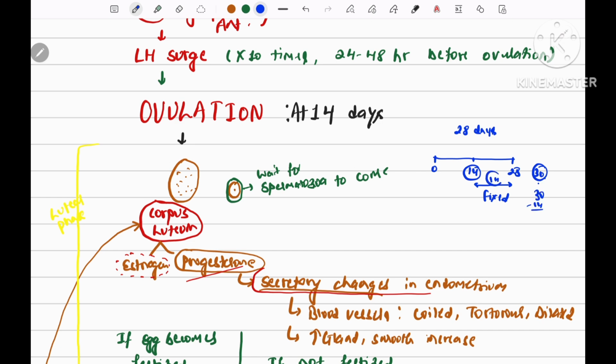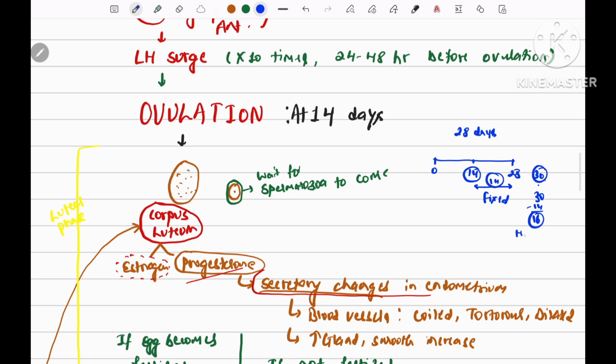are fixed. So 30 minus 14 becomes 16. So her ovulation occurred at 16 days. We have to know that the second stage of the cycle is always fixed. If there is a cycle of 35 days, then the last 14 days will be fixed.